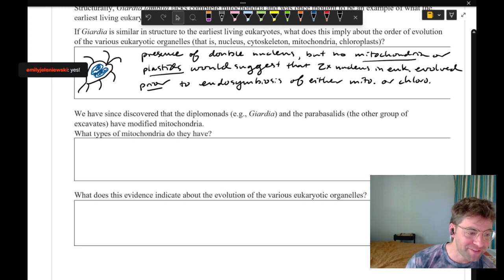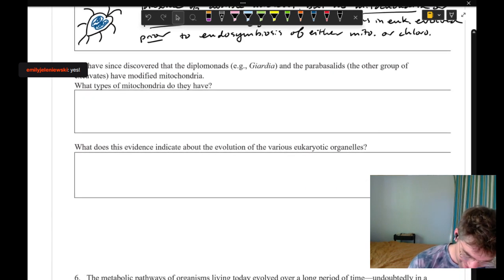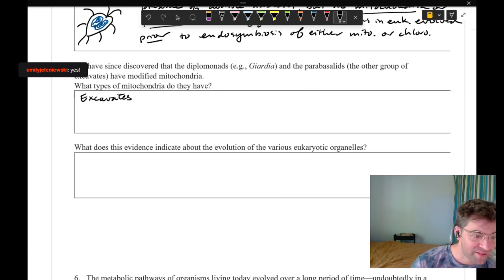We have since discovered that the diplomonads, such as Giardia, and the parabasalids, the other group of excavates, have modified mitochondria. What types of mitochondria do they have? Excavates contain nuclear genomes containing genes that are normally found in mitochondria or unusual organelles that appear to be vestigial.